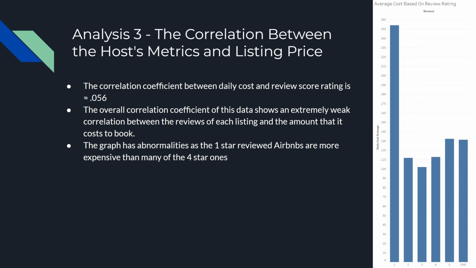For the third analysis, we decided to go with the correlation between the host metrics and listing prices. Again, the host metrics refers to the average of all the reviews on the listing and the cost of the listing. You can see there seems to be somewhat of an anomaly for 1-star review Airbnbs being the same cost or actually quite a bit more expensive than 2, 3, 4, and 5-star listing reviews. The correlation coefficient of this analysis is 0.056.